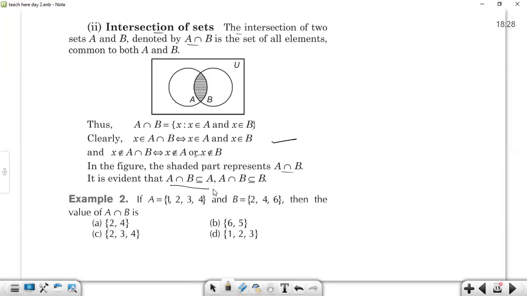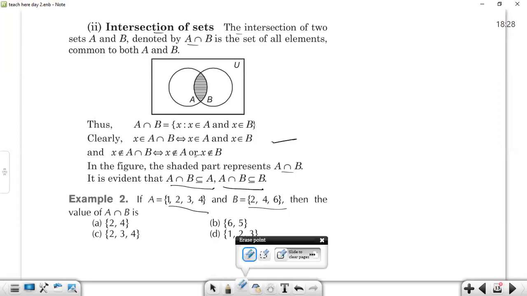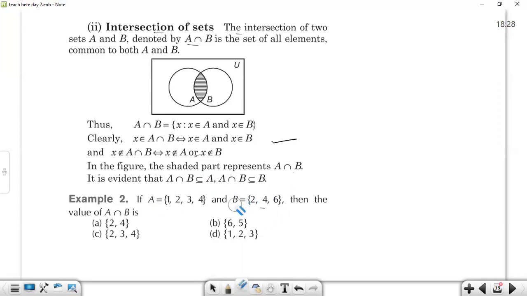A intersection B is a subset of A. A intersection B is a subset of B also. So if A is 1, 2, 3, 4 and B is 2, 4, 6, then please tell me the value of A intersection B. Option A? Very good. Yes.